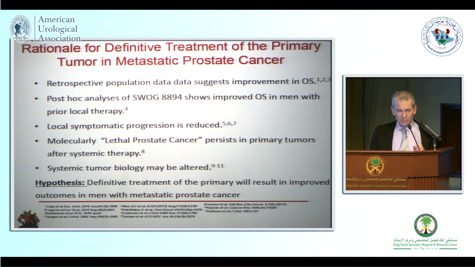Okay, so in the last part of this, I want to take advantage and talk a little bit about surgery in the setting of measurable metastatic disease. So now these are patients who have small volume documented lymph node metastasis or bone metastasis.